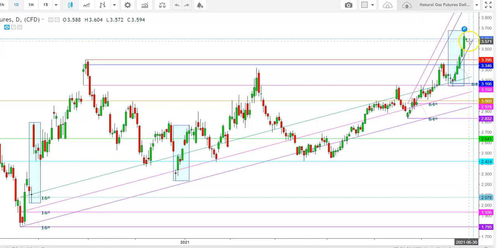We have seen how the natural gas futures have been trading today in a very narrow range. It started the day at the levels of $3.588 and tested a high at the levels of $3.604 and a low at the levels of $3.572, and is currently trading at the levels of $3.594. Here you can see that this seems to be a shooting star currently. So here I find that today the natural gas futures look set for a decisive move very shortly. For this we'll have to have a look at the shorter time frame.